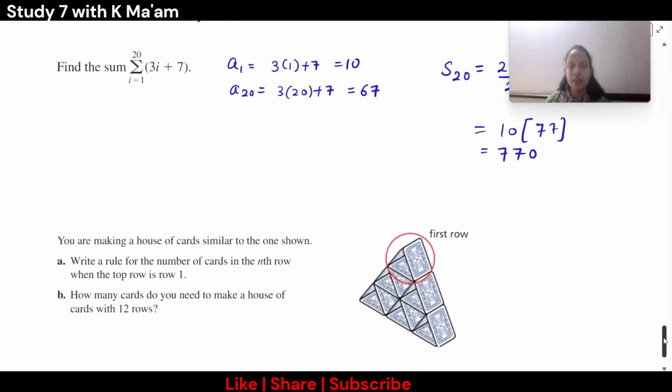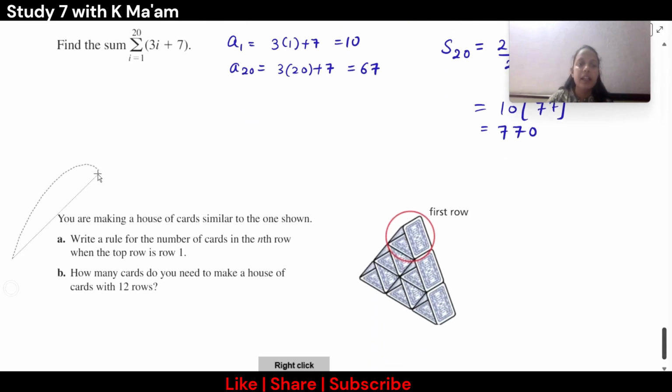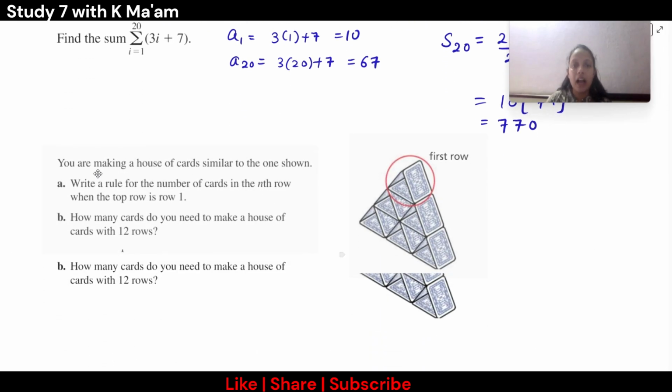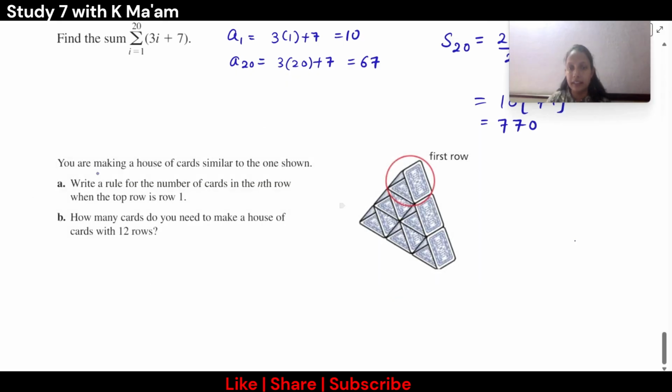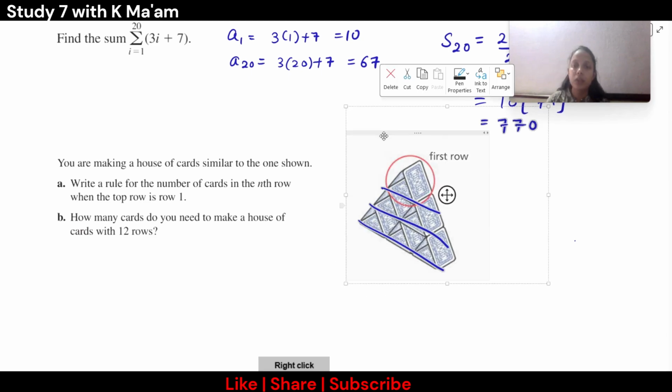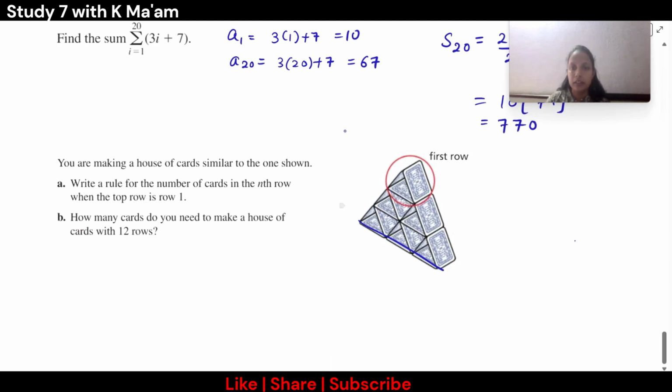Okay, there is one more question. Let's see. It says you are making a house of cards similar to the one that's shown. Write a rule for the number of cards in the nth row when the top row is row 1. So this is known as the first row, this is the second row, then the third row. Okay. So we have to find a rule.